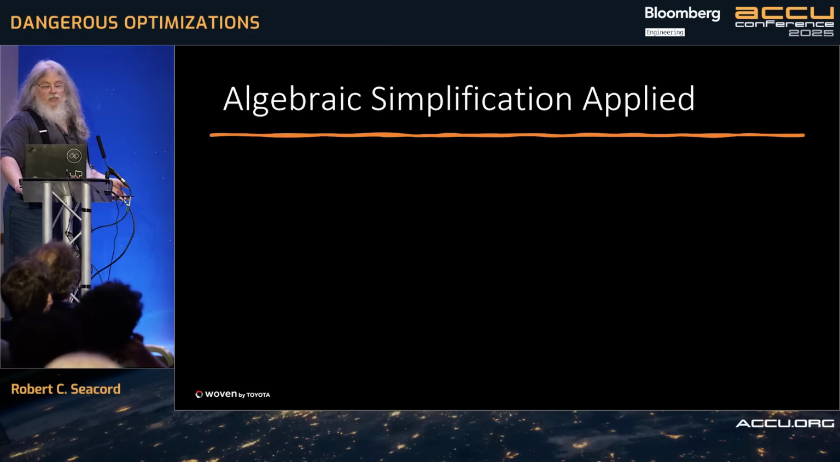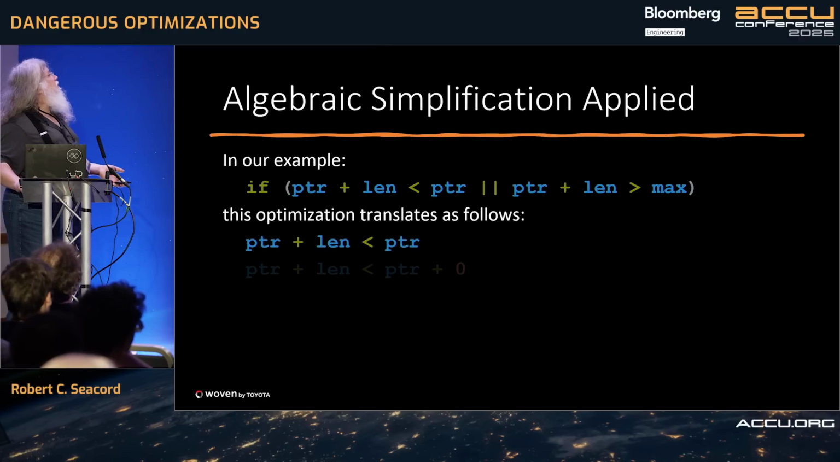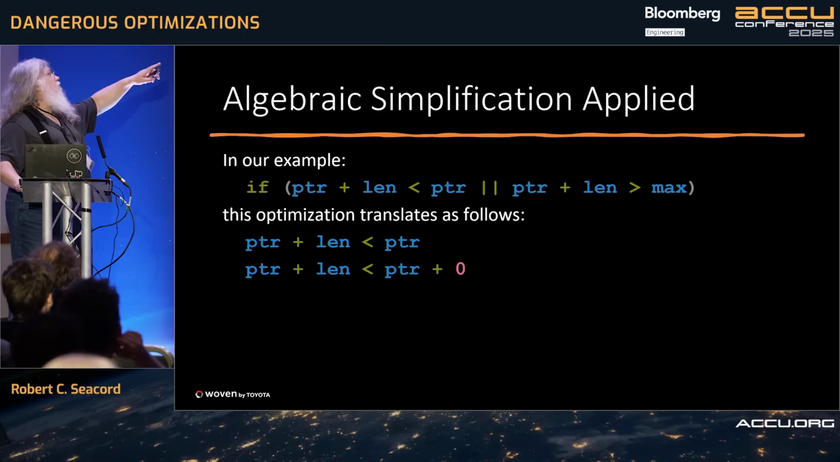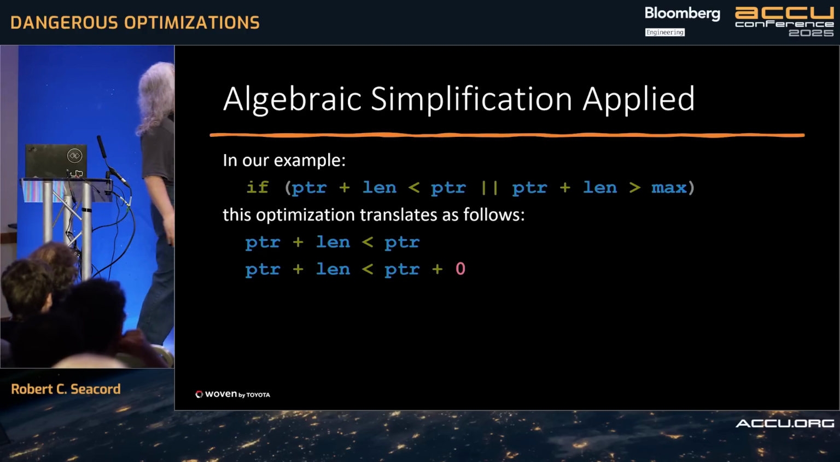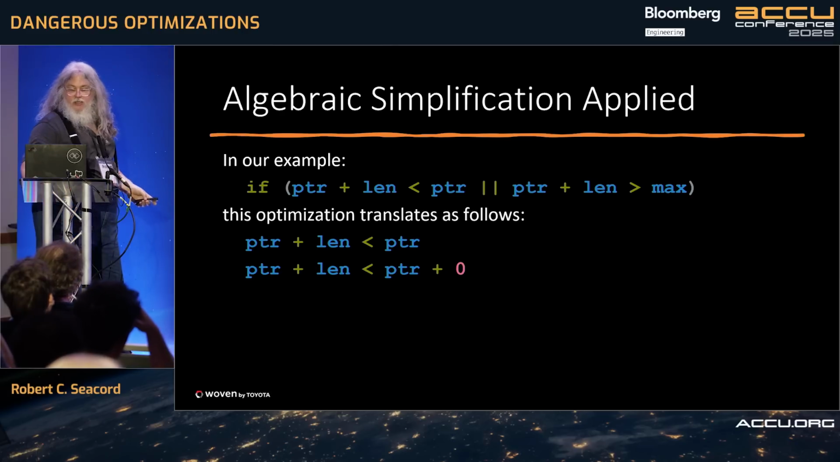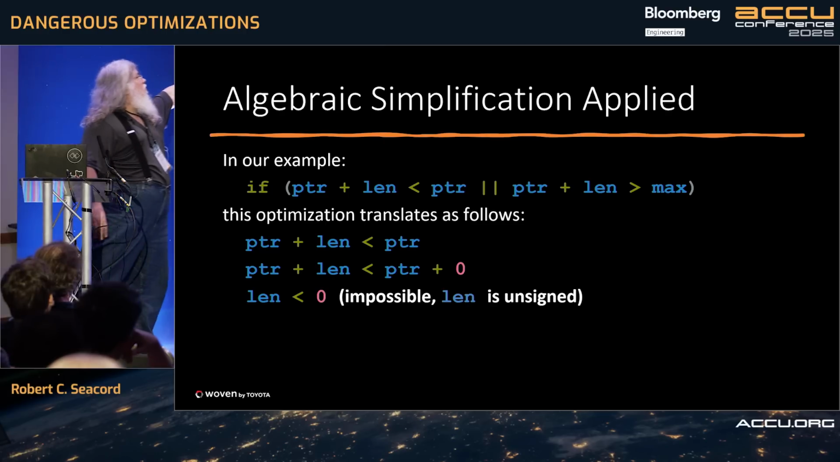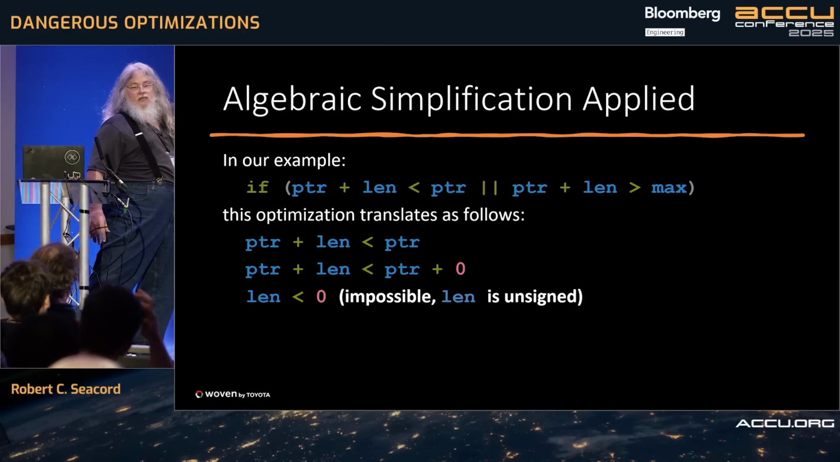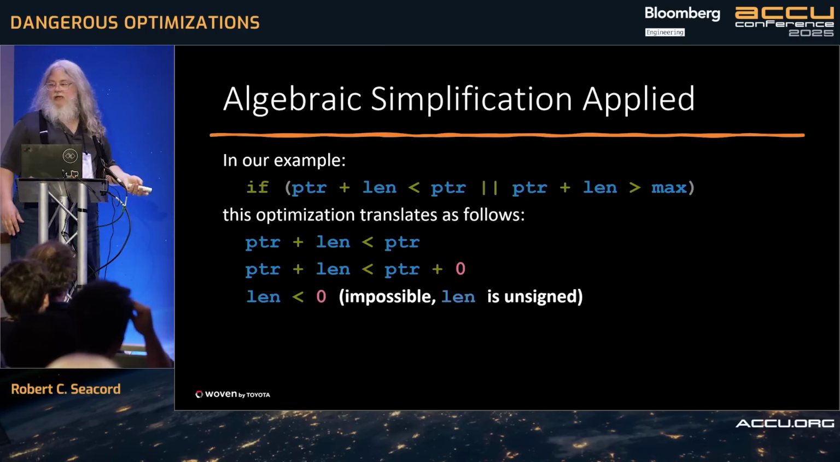Okay, so back to our example. Here's the code we had with the wraparound test. This pointer plus len less than pointer is the same thing as pointer plus len less than pointer plus 0. And you can see here that we have pointer plus some integer being compared to the same pointer plus another integer, so this can be simplified to a comparison between the two integer values, V1 and V2. Now, len is unsigned, so len being less than 0 is, of course, impossible. So there's no reason not to remove that test from the code.